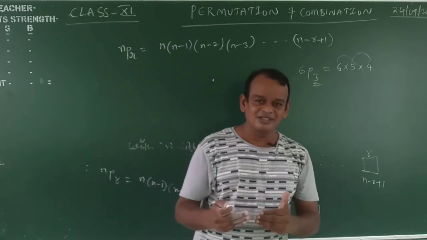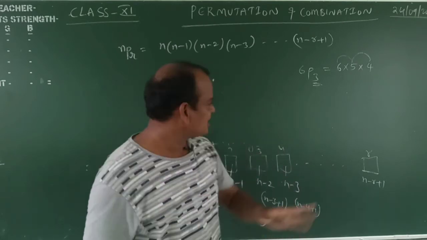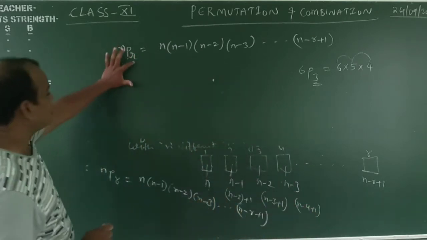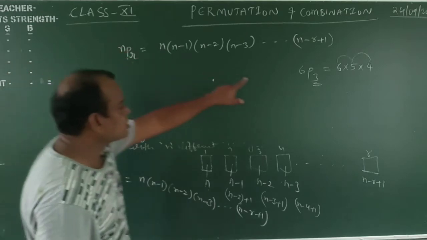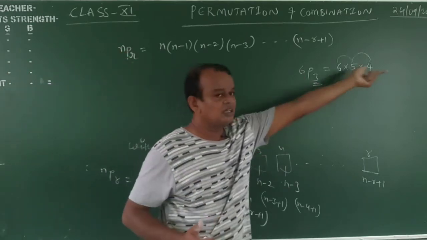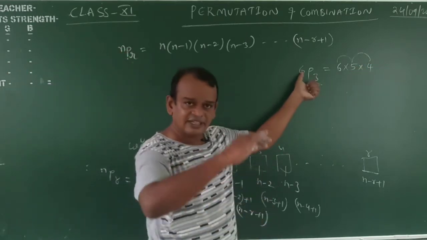Okay, my dear students. Understood or not? 6P3, nPr contains how many factors? r factors. 6P3 contains how many factors? 3 factors only, starting with 6, decreasing by 1 each time.